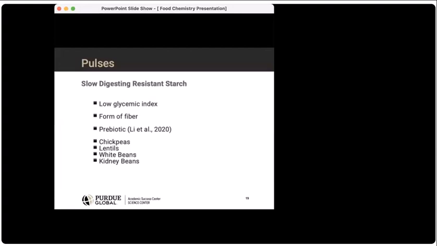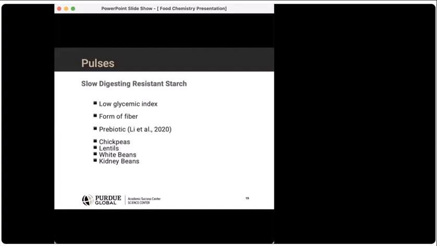Slow digesting resistant starch has a low glycemic index. And the glycemic index, if you're not familiar, ranks food on a scale from 0 to 100. The low end of the scale has foods that have little effect on blood sugar levels. For example, beans may be around 20 to 45, peas are at a level around 22, and lentils somewhere around 32. So this type of starch is not fully digested and is considered a form of fiber, which is going to promote bulky stools and act as a prebiotic to beneficial bacteria like bifidobacteria.